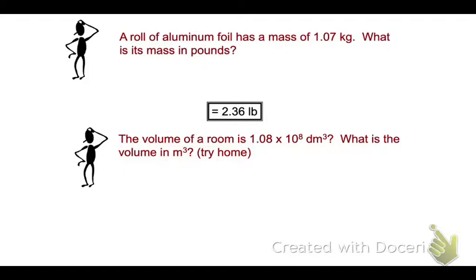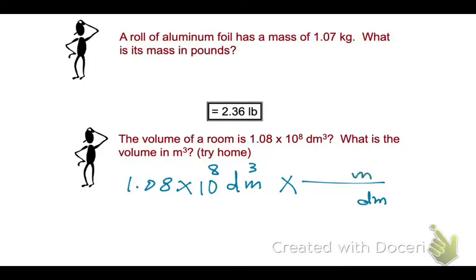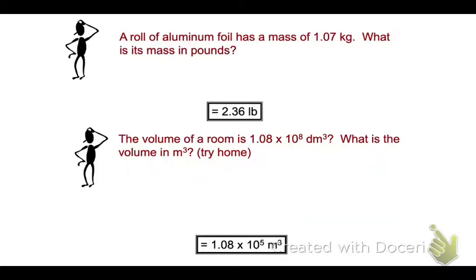If the volume of a room is 1.08 times 10 to the power 8 cubic decimeter, what is the volume in cubic meter? So again, you start with 1.08 times 10 to the power 8 cubic decimeter, and then you say, okay, what's the relationship between decimeter and meter? There are 10 decimeter for every 1 meter. You want to put everything up to power 3, including the 10. Now when you finish, you have to have 3 sig fig, and if you did everything properly, the answer will be 1.08 times 10 to the power 5 cubic meter.